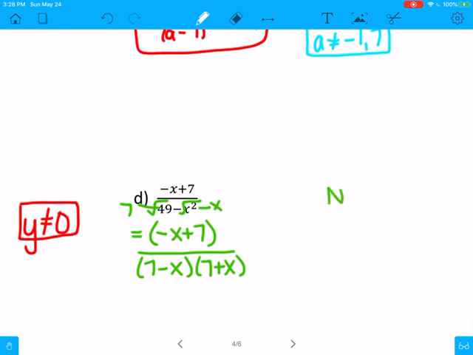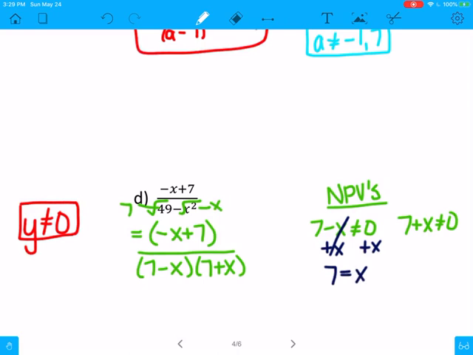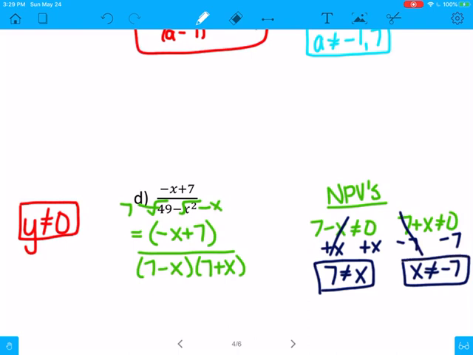Then I go to do my NPVs. So I go 7 minus x cannot equal 0. 7 plus x cannot equal 0. That's my two brackets. Then I'm going to add x over because it's the fastest way to get x by itself. So I'm going to get 7 equals x. And then this one I'm going to subtract 7 because that's the fastest way to get x by itself. So I get x cannot equal negative 7. So I like putting them together. x cannot equal plus or minus 7. And if you notice with difference of squares, you get the same number with plus or minus 7.